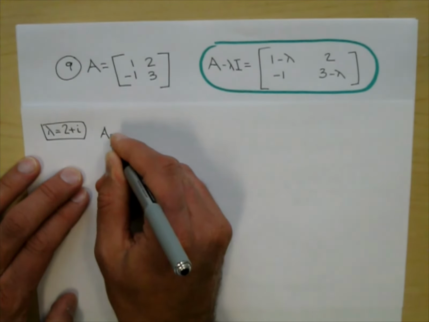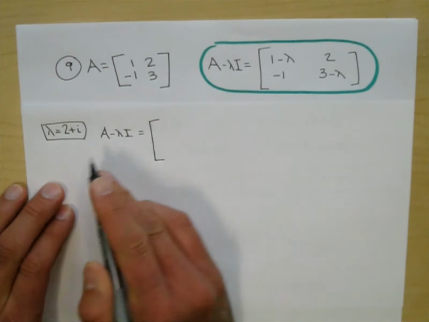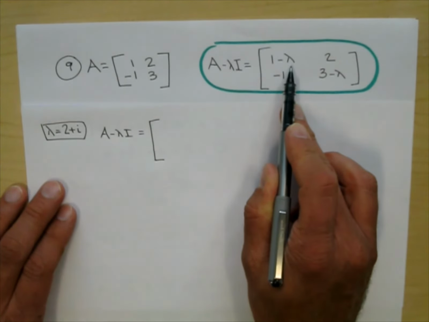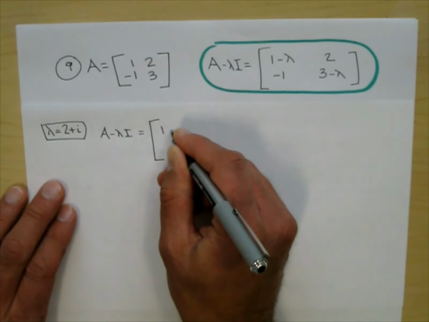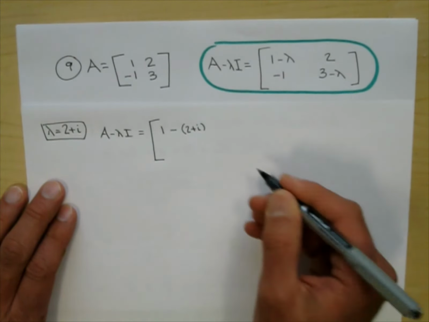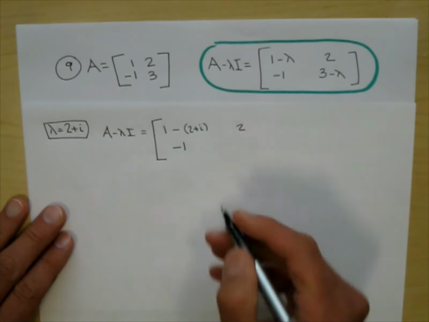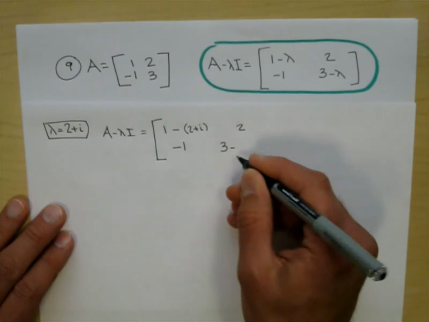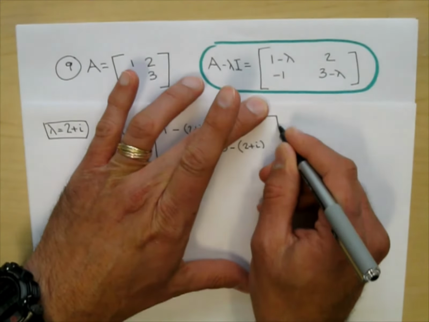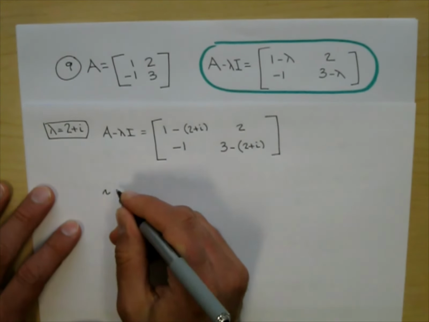I'm going to figure out what A minus lambda I is. So I put 2 plus i where I see that lambda. So this is going to be 1 minus 2 plus i. Then we have a 2. We have a negative 1. And then we have a 3 minus 2 plus i. Okay, so what do we have here?